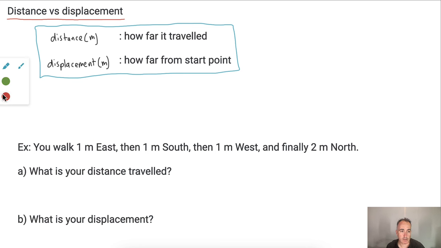Let me just try to draw that maybe. So I'll draw a little arrow going to the right maybe. And I'm going to make sure that it's 1 meter long because I decided it was. There it is. And east is because that's usually to the right. Okay, then what?